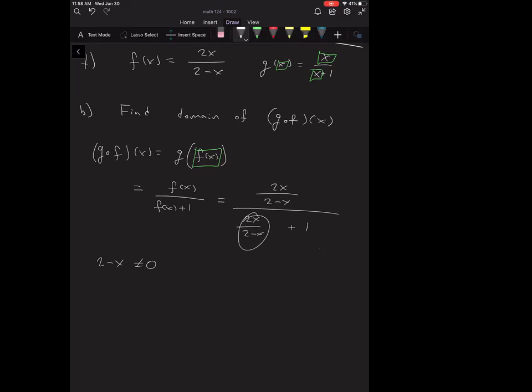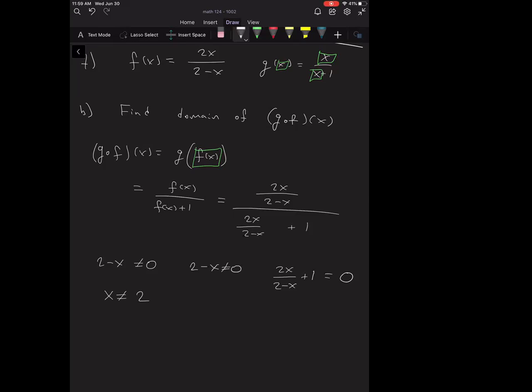Same with this thing right here. That's the same piece, the same fraction. So according to that, we can't have the bottom, which is 2 minus x. So 2 minus x can't be 0. And if we were to look at this entire thing as a fraction, well, the bottom of that is this piece. So 2x over 2 minus x plus 1, this is not allowed to be 0. So from these first two, which are the same exact thing, we just get that x is not allowed to be 2. Okay, so that takes care of that.